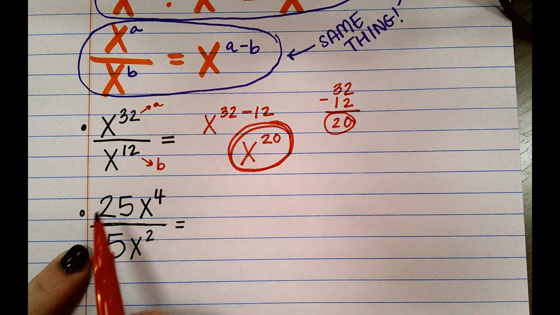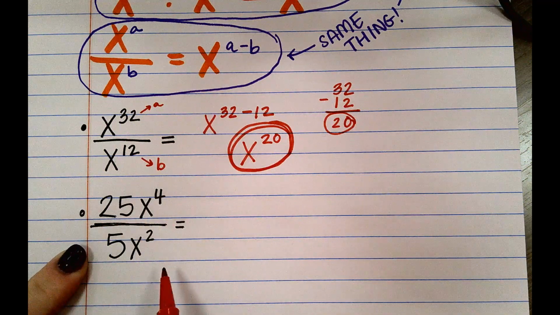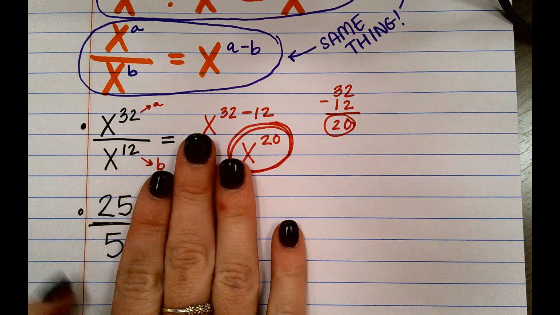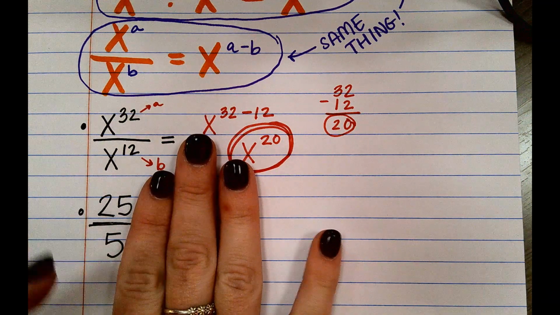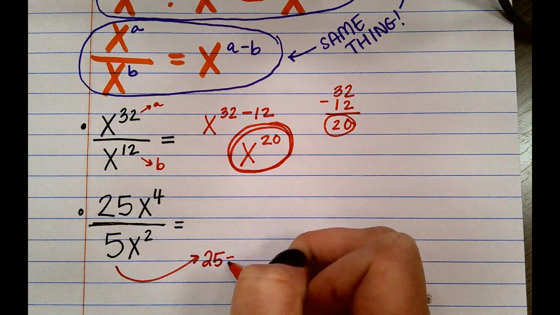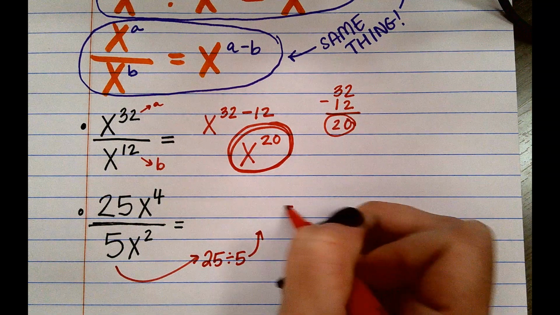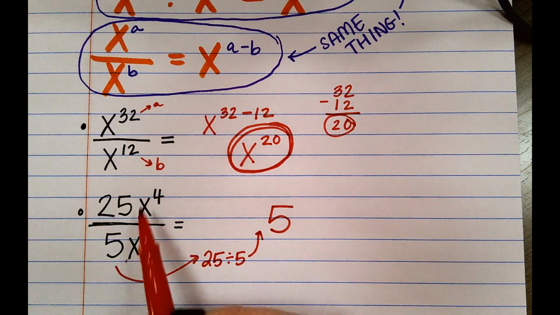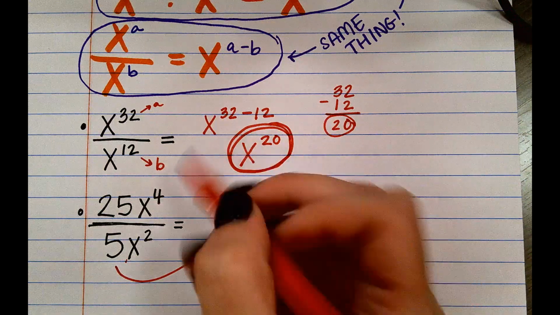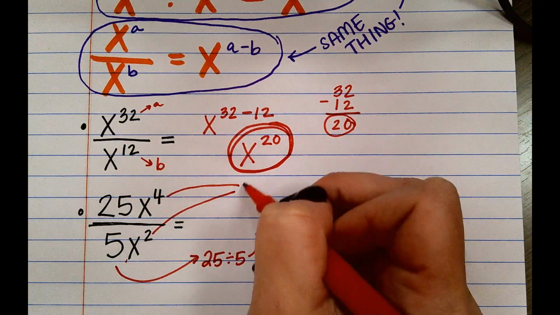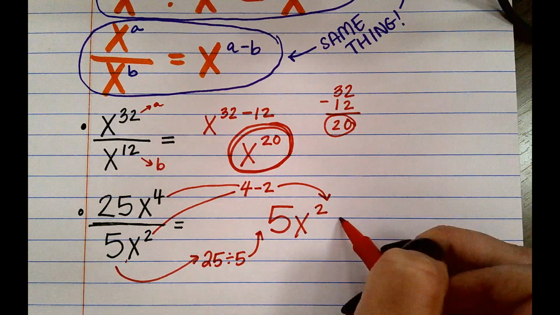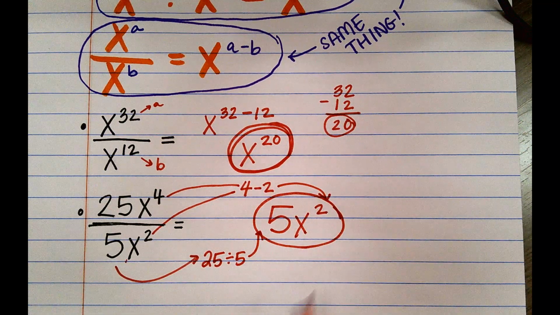I love it. So, this is just a big division problem. If you have whole numbers, these coefficients, do that first. 25 divided by 5. Well, that's 5. Now you use that exponent division rule. 4 minus 2 is 2. So 5x to the 2nd power. So that's how we got that.